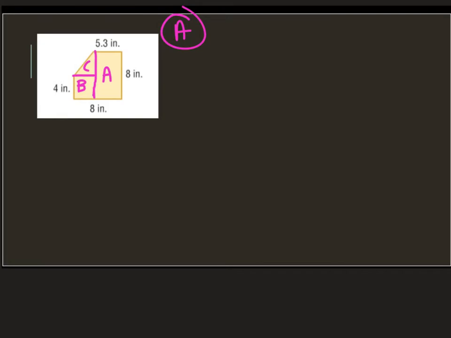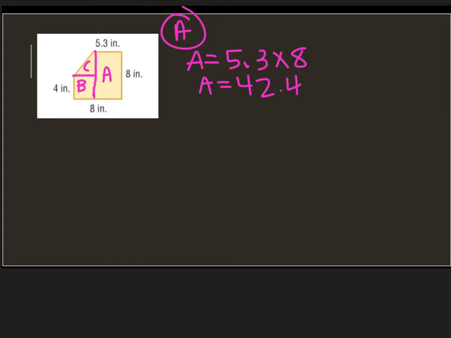Let's talk about shape A. Shape A we see is one big rectangle there. So our base is 5.3 and our height is 8. When you type that in, you should get your area equals 42.4 for shape A.